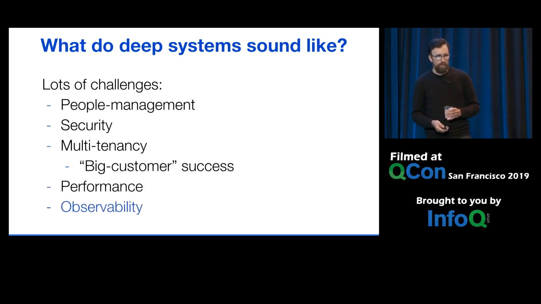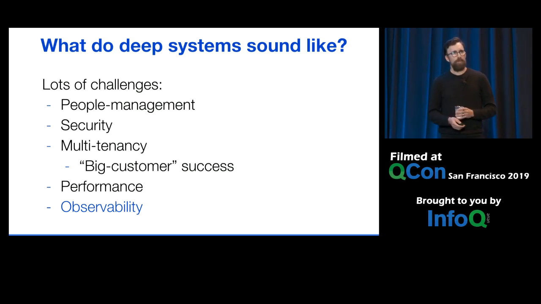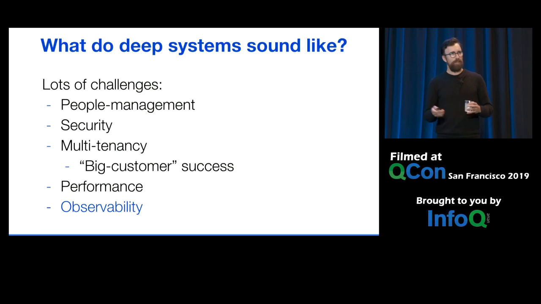And performance, and then finally observability. I put that one in blue, mainly because I actually have more to say about that than other topics, just because I've spent too long thinking about it. So we'll focus a little bit more on observability in the rest of this talk, but I really want to make sure people understand this basic concept of deep systems and what that does to all of these different aspects of running a business and having an application. So hopefully that part's clear.